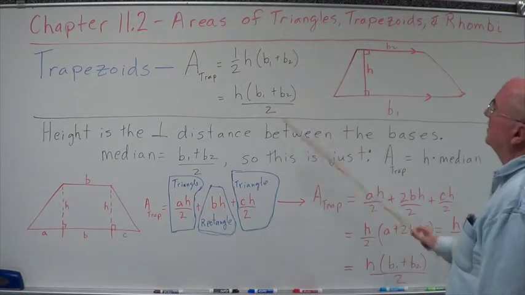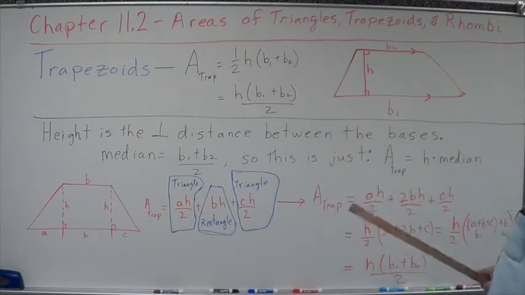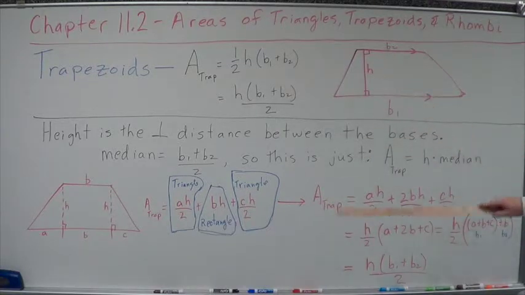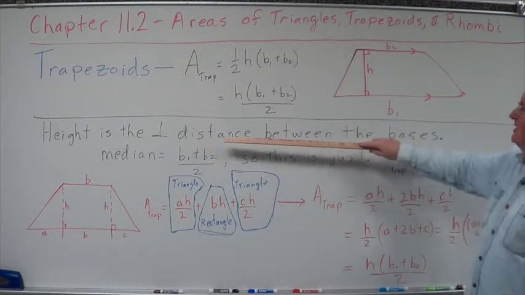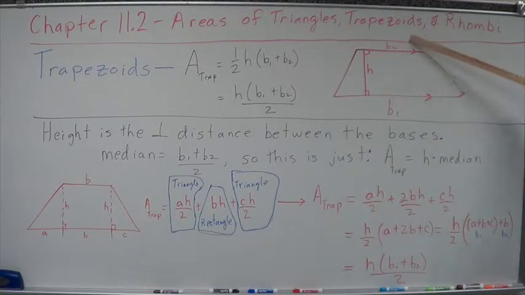2. Or the height times base 1 plus base 2 divided by 2. There's your height. The height is the perpendicular distance between the bases. Base 1, base 2, base 1, base 2. It doesn't matter which one is base 1 and which one is base 2. Label them however you want to. I just always start at the bottom. I don't know why. Start at the top if you want to.